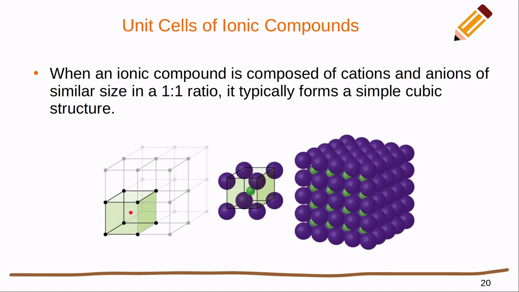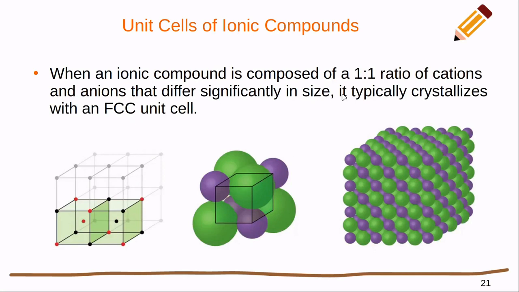So now that we've discussed the holes that the cations can occupy, let's talk a little bit about the unit cells that we see in ionic compounds. When we have a 1-to-1 ratio between cations and anions, and they're similar in size, we're going to see a simple cubic sort of structure. So we need a large area for that cation to occupy because it's relatively large in relation to the anions. So we're going to need a simple cubic structure to give it the largest amount of area to occupy.